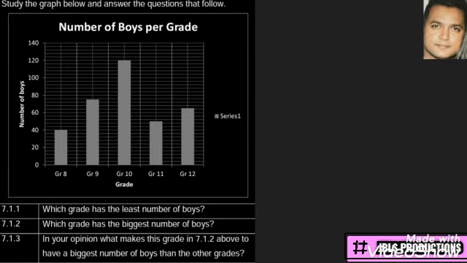Study the graph below and answer the questions that follow. So we have a graph that indicates to us the grades from 8 to 12, and also the number of boys per grade. So answering the question, which grade has the least number of boys? By looking at this here, we can clearly see that it's grade 8.